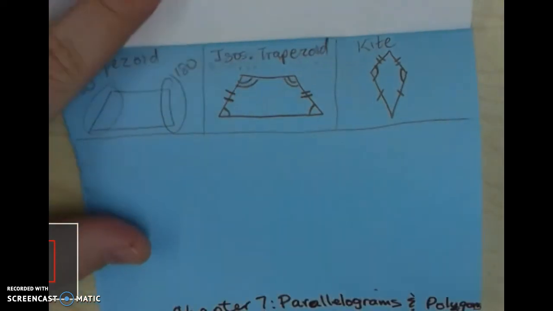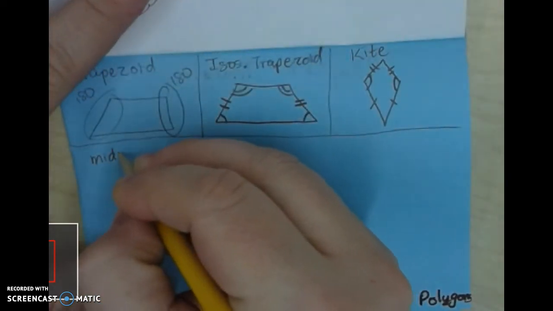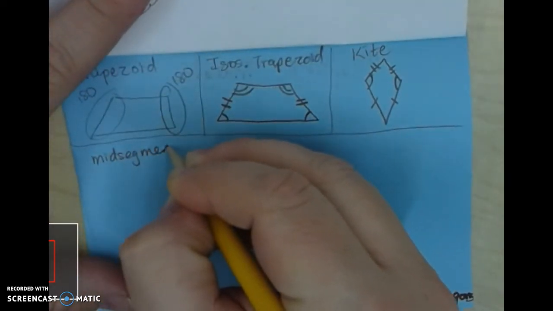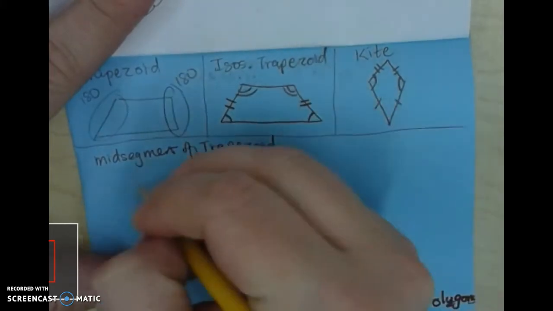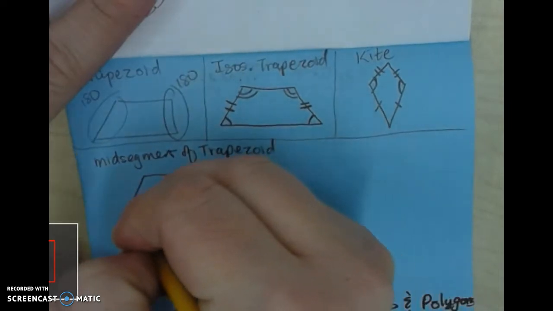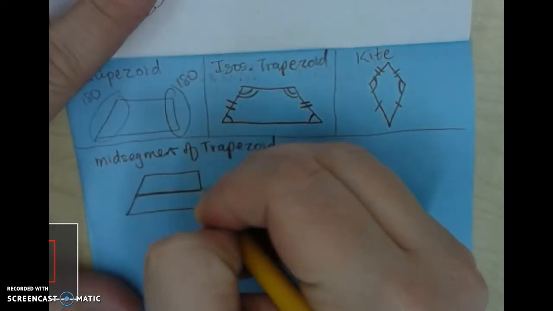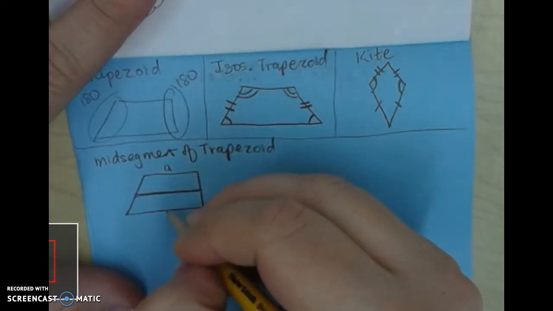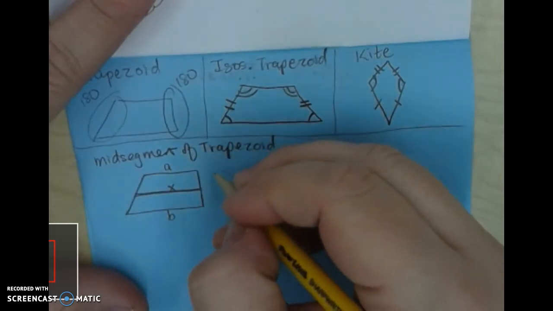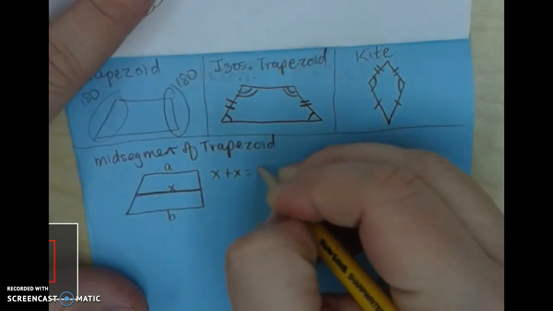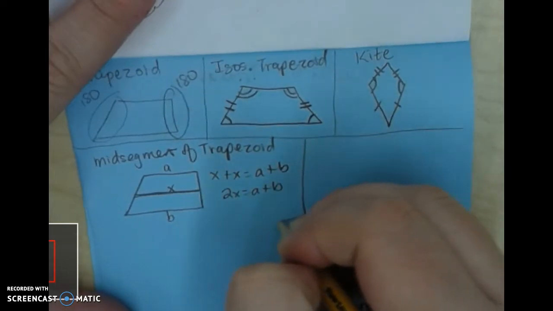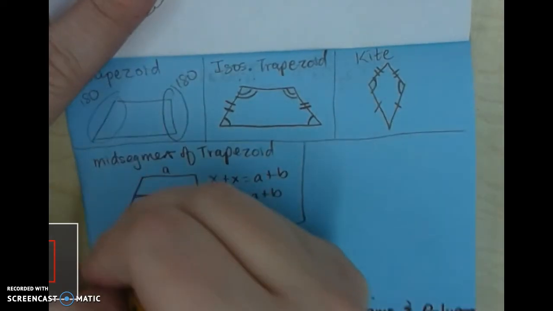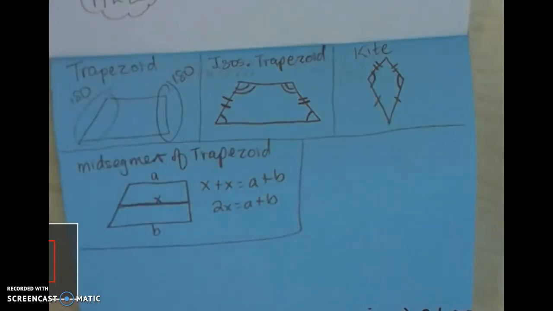We also dealt with something else with the trapezoid. We did a mid-segment of a trapezoid. So here's my trapezoid, and this is my mid-segment. Remember, if the top is A, the bottom's B, the mid-segment is X. Remember, you need 2 mid-segments to make the top and bottom. Oh, we got some lag here. Hold on. Oh, there we go.